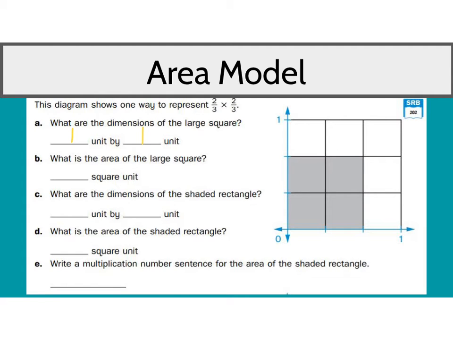Now, looking at that next question, what is the area of the large square? Well, we know to find area of a rectangle, it's length times width. So we're going to take the length times the width. So length times width, 1 times 1. My area is 1 square unit. Now, what are the dimensions of the shaded rectangle?